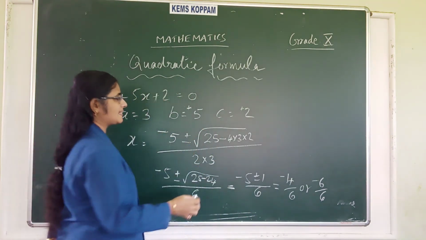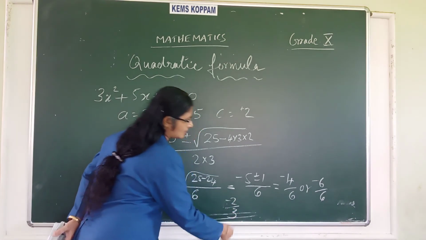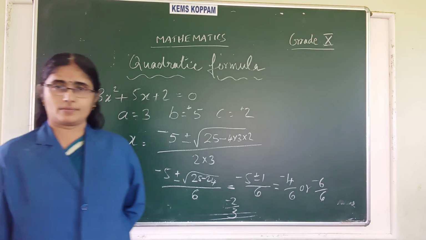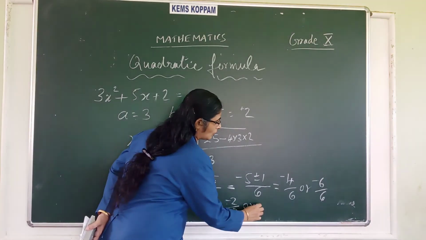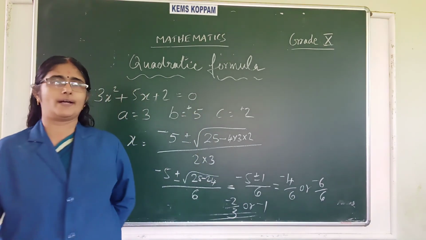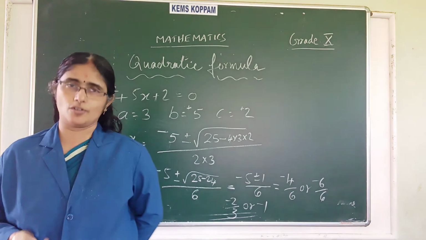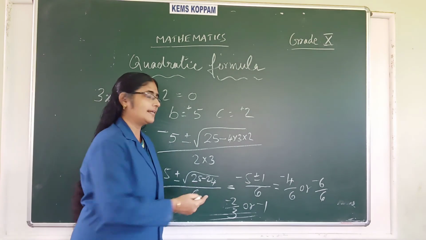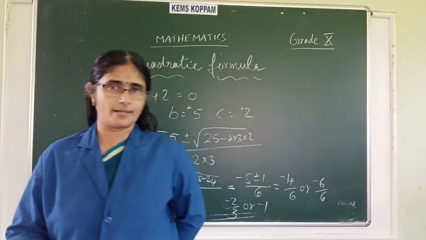So the numbers are 4 by 6 and 6 by 6. Cutting the common factor, what do you get? 2 by 3 or 1. Both are positive numbers as the solution. So x is 2 by 3 or 1.